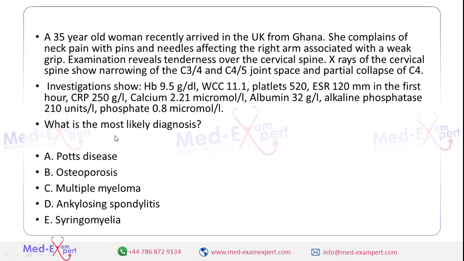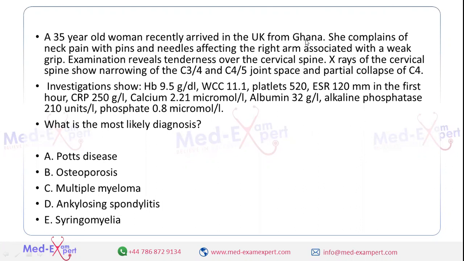So what is the likely diagnosis? Anybody wants to take a guess? Yes, it's Pott's disease, TB spine. The clue is in the demography. Somebody coming from Southeast Asia, from Russia, or from Africa, think about TB. There are some clues to the geographical location.